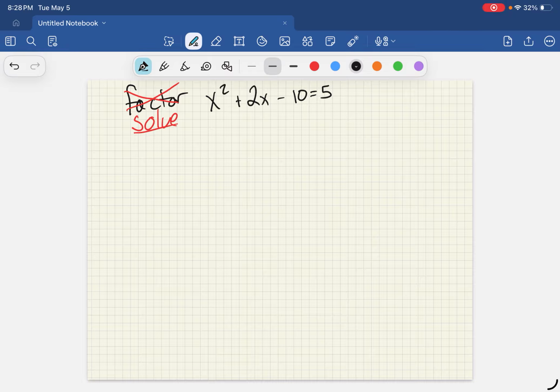Now for this problem, I'm going out of my way to make things difficult. My equation's not equal to 0. The first thing I'm going to do is make this equation equal to 0. I'm going to do this by subtracting 5 from both sides of my equation. And from here, make sure I combine my like terms. Awesome. Now I'm going to start factoring.